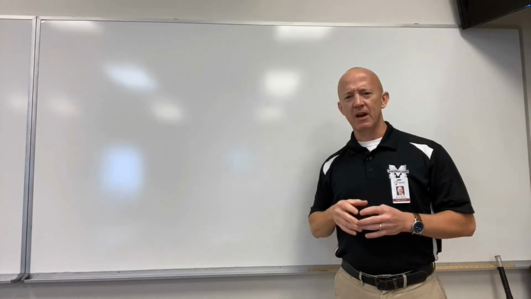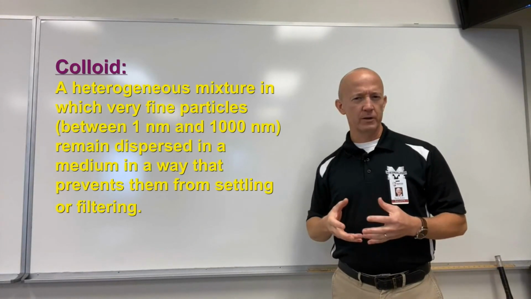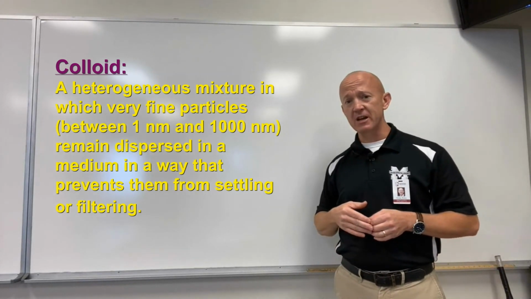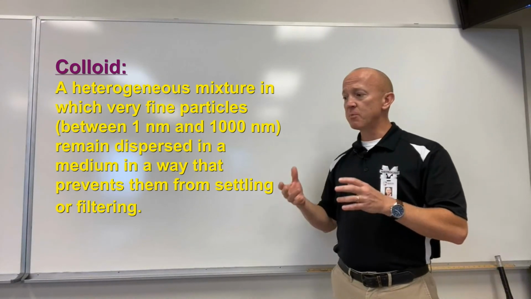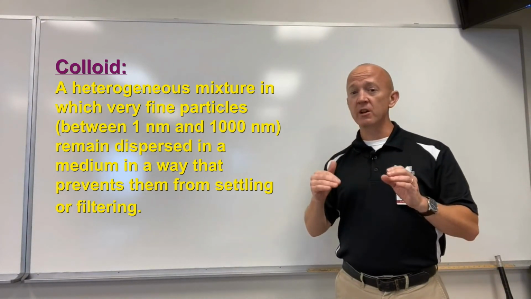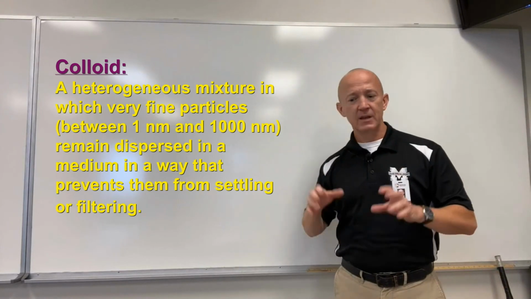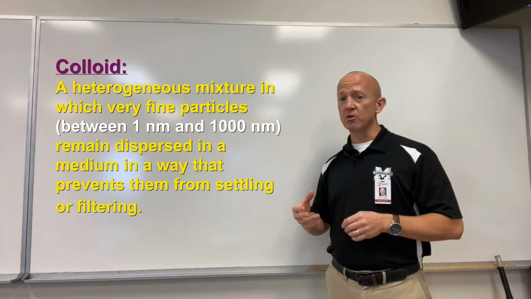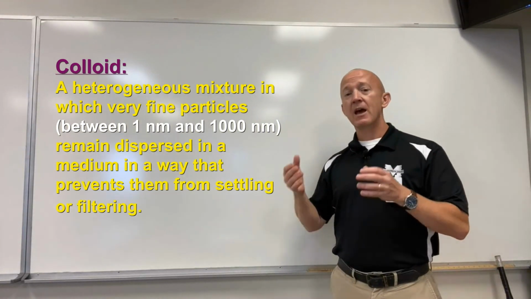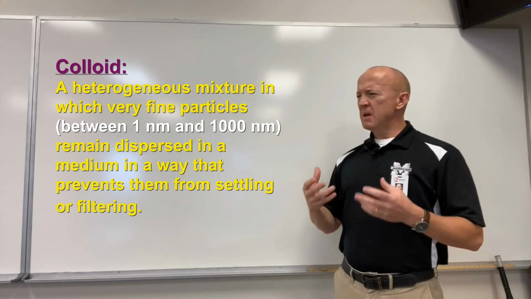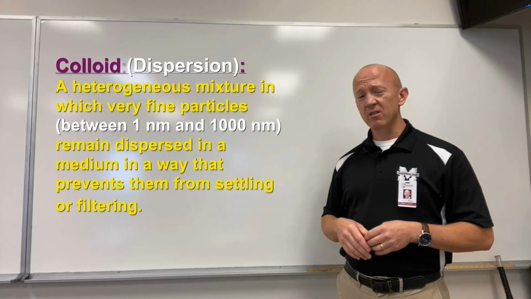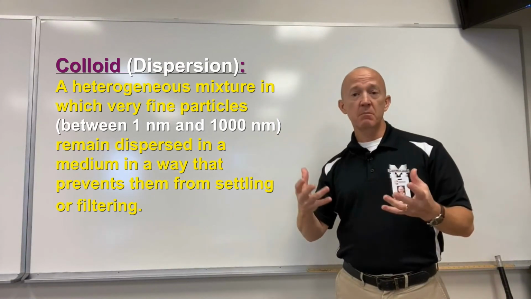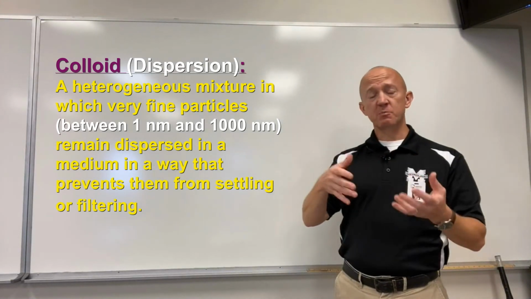A second type of heterogeneous mixture is that of the colloid. We said that in a suspension, the particles are larger, above 1,000 nanometers in diameter. A colloid, however, has particles that are slightly smaller. They're small enough to remain suspended in that mixture, even if they're left undisturbed for a time. Typically, we characterize colloids as having particles that are between 1 nanometer and 1,000 nanometers in diameter. And maybe a better way of describing a colloid is to call it a dispersion, because you have these particles that are dispersed in a medium. You have dispersed particles and dispersing mediums.